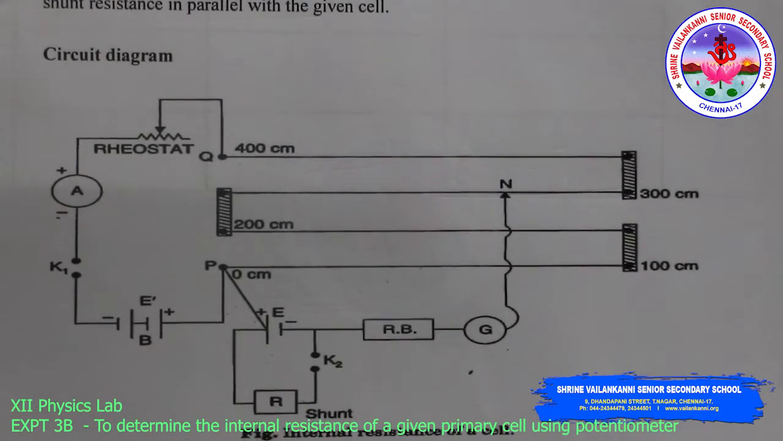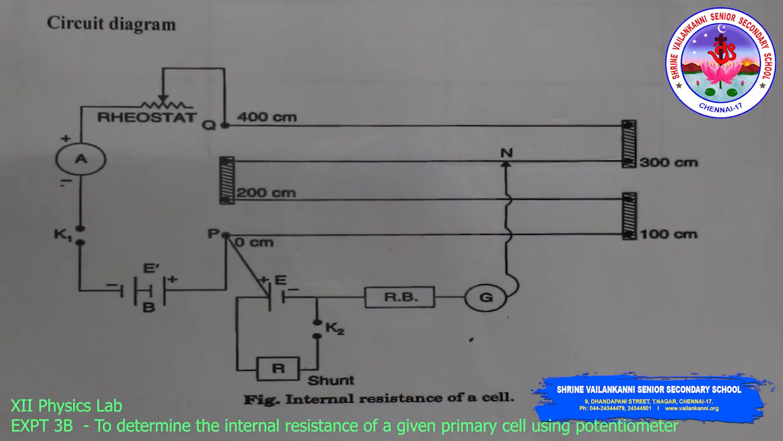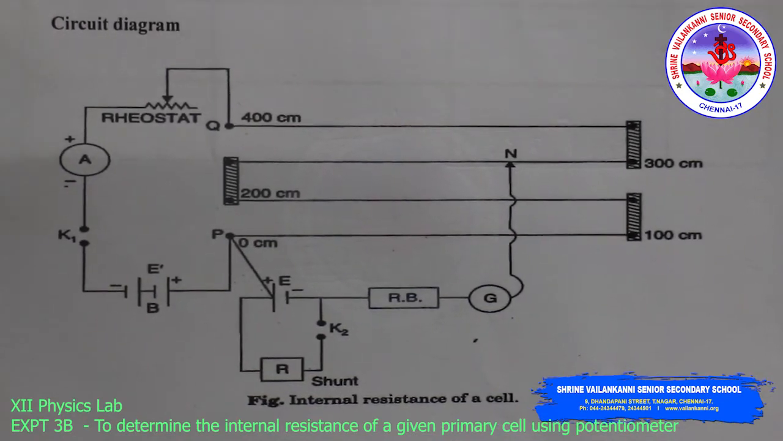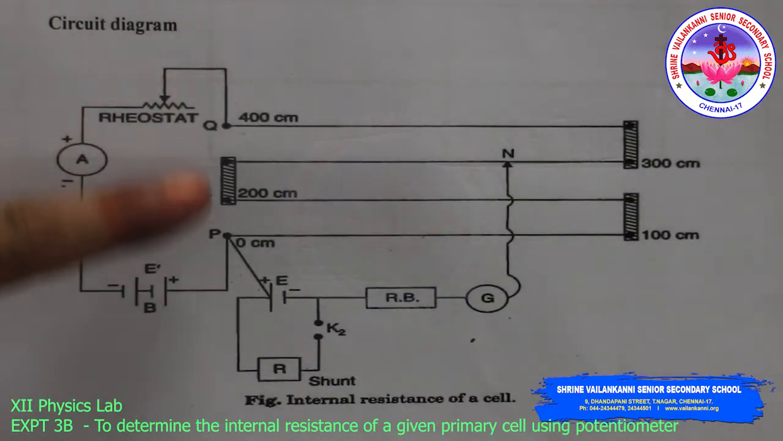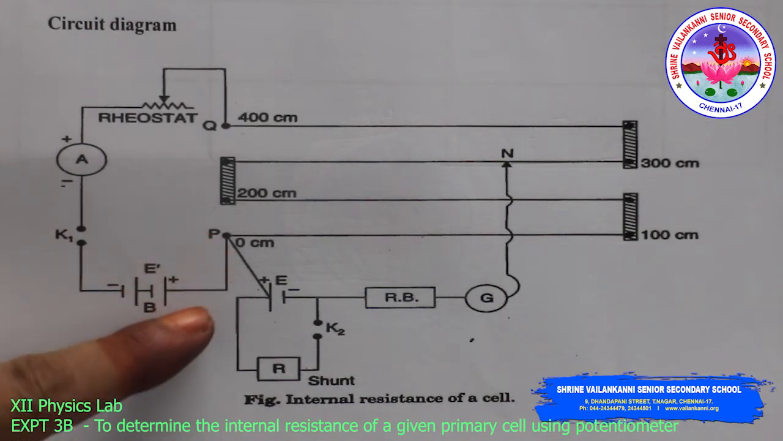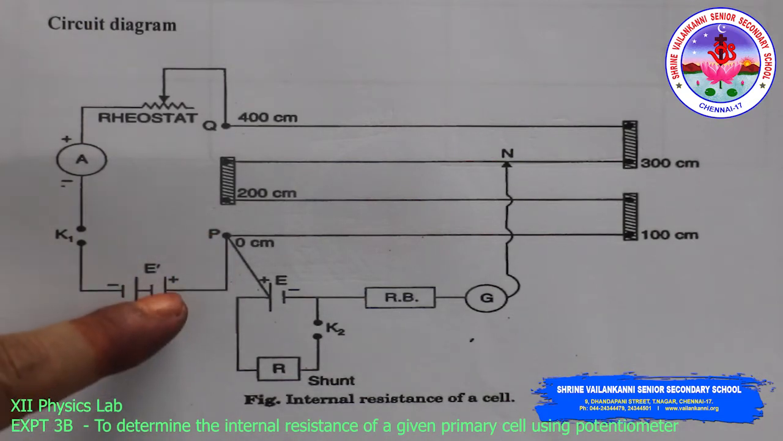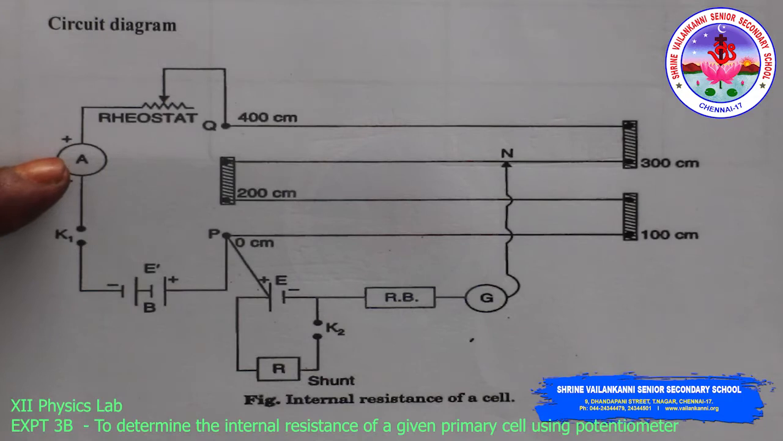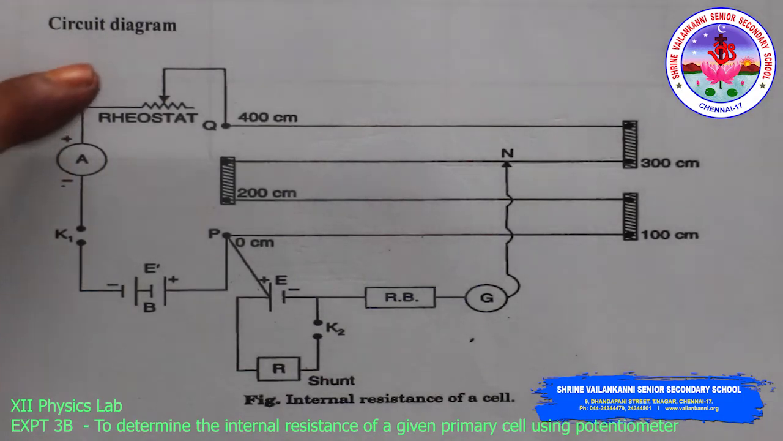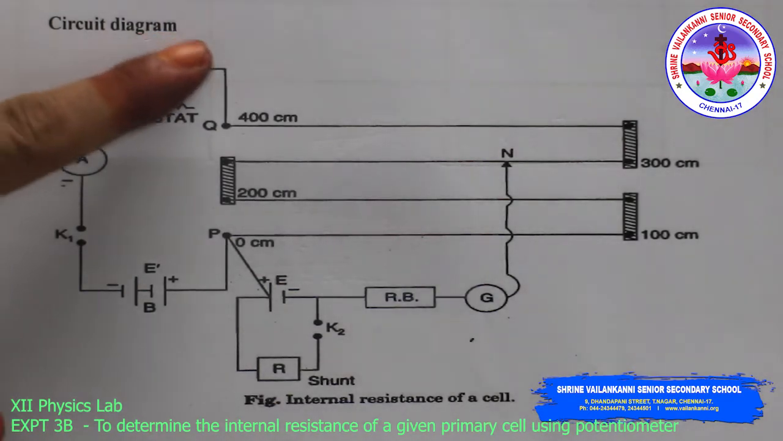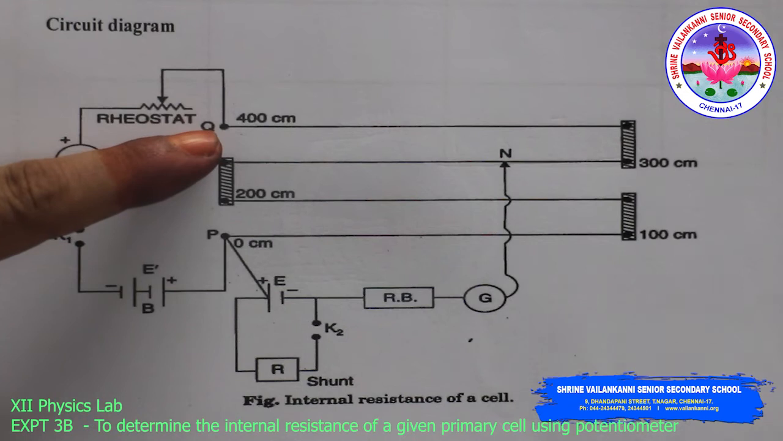The circuit diagram: you may already know about the potentiometer. We have two connections in the potentiometer, P and Q. From the connection P, we take the eliminator positive, the eliminator negative to one end of the key, and the other end of the one-way key to ammeter negative, ammeter positive to rheostat lower end, rheostat upper end to the other end of the potentiometer.